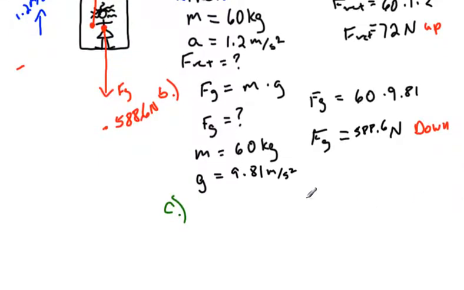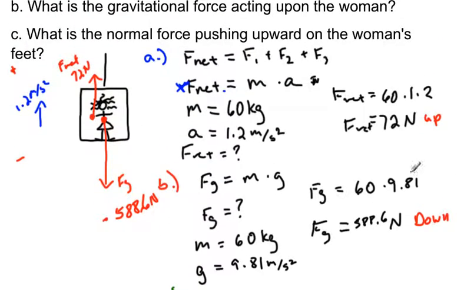Well, let's think about what's going on here. We have her going up, her going down. Remember, the normal force is going to be equal to or greater than the force of gravity pushing on her. In this case, or it could be less, but in this case it's greater because we're going up.